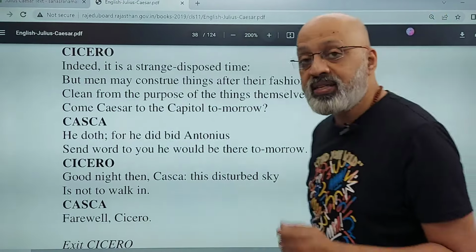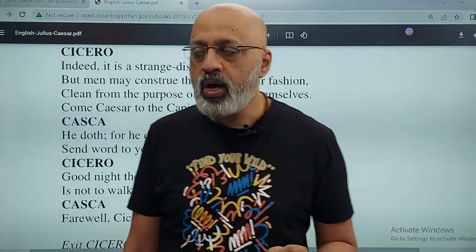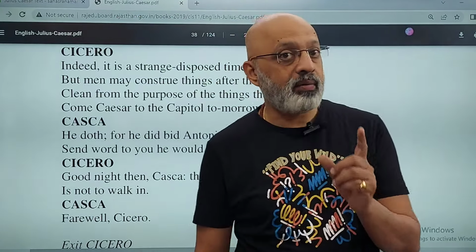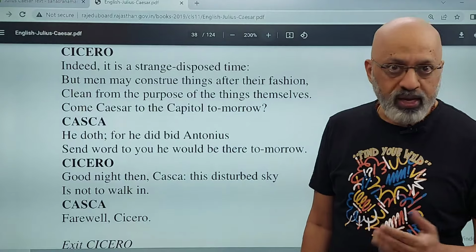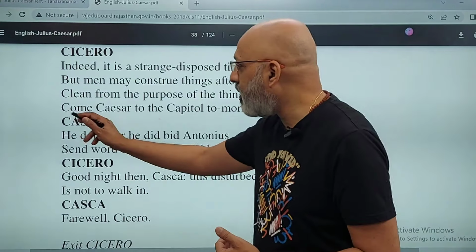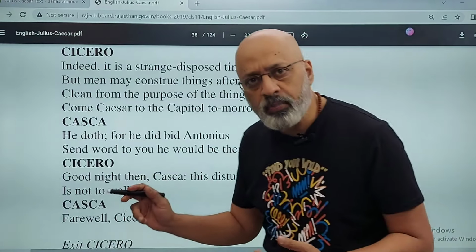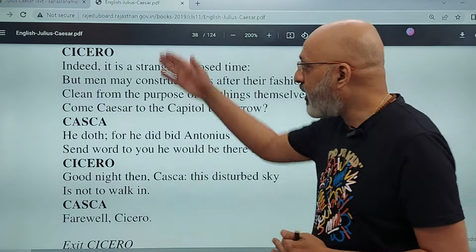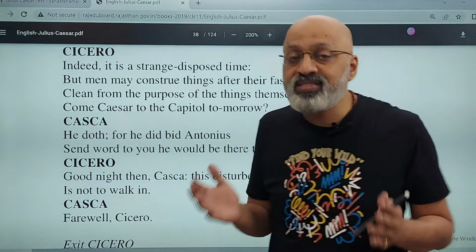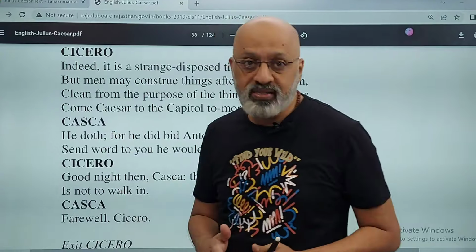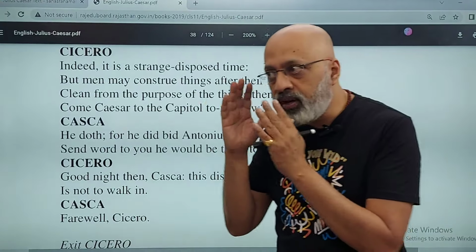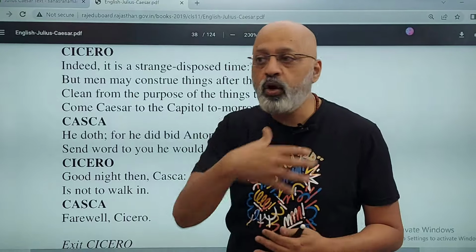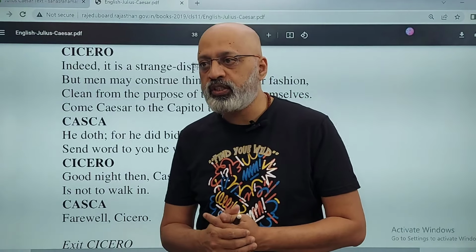And then he says, is Caesar coming to the Capitol tomorrow? Now, you understand from here till here that Casca is clearly disturbed. That's not the case with Cicero. He is seeming very calm and he's asking very matter-of-fact questions. Is Caesar coming to the Capitol tomorrow? Whereas Casca is completely disturbed with what he has seen. And he thinks something extremely bad is going to happen in Rome. And these are all kind of ill omens, which are pointing towards that.